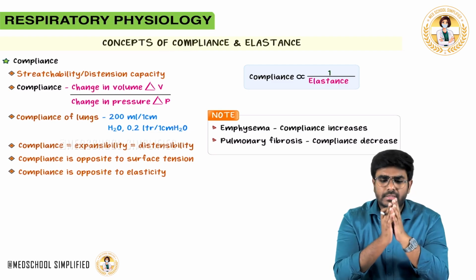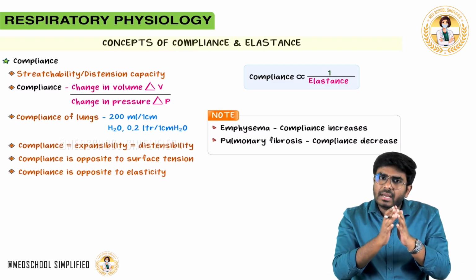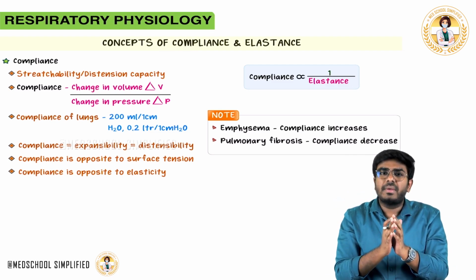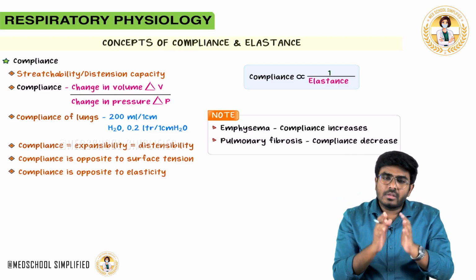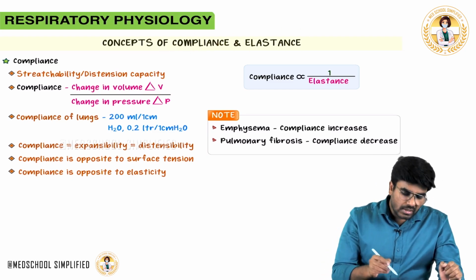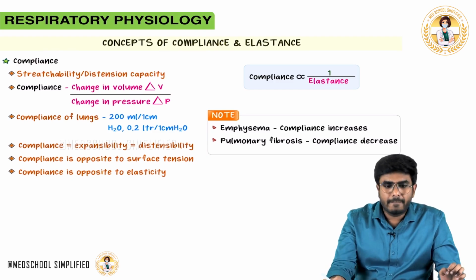So, our lungs, they are stretchable. So, lungs have a certain compliance and lungs also have a capability to collapse back. So, elastance is there. So, that is what we will discuss now. The concepts of compliance and elasticity. First, now let us discuss the compliance.